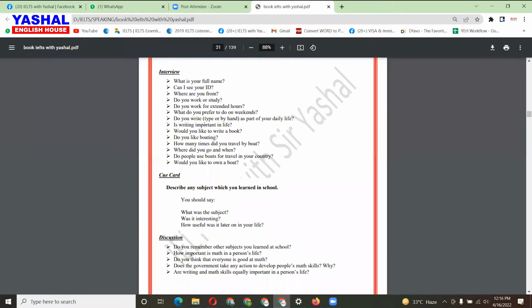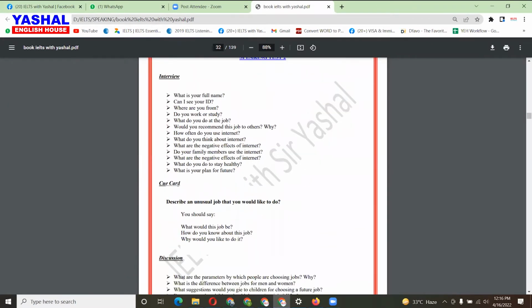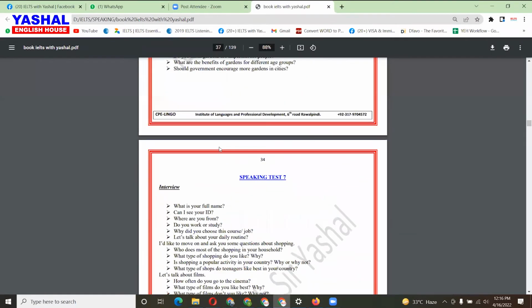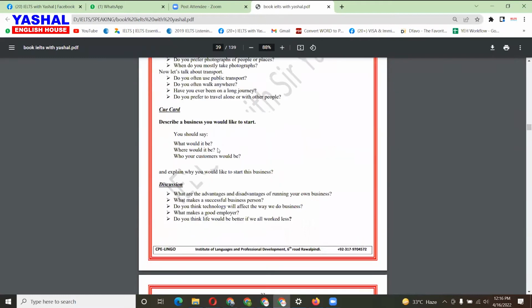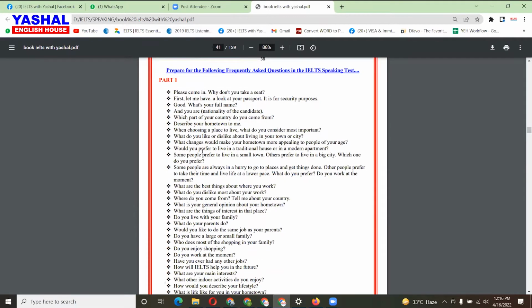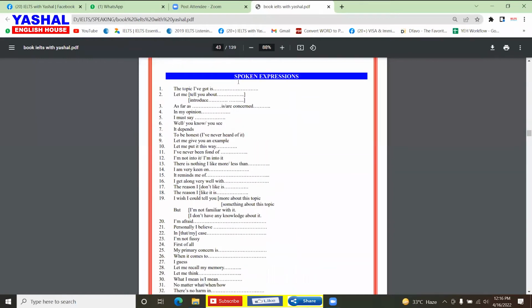Model test, cue card, and discussion. Then this is the test number two, speaking test two: interview, cue card, and discussion. Moving down, what we have prepared, these are the frequently asked questions. And these are the spoken expressions. These spoken expressions you have to use actually in sentence starters.